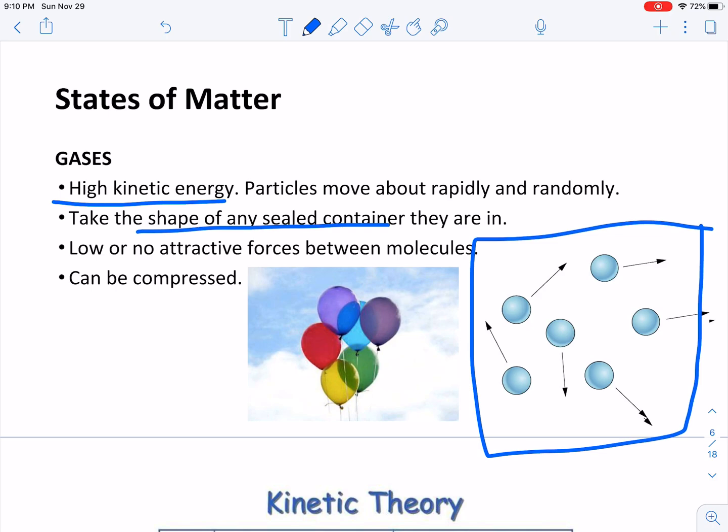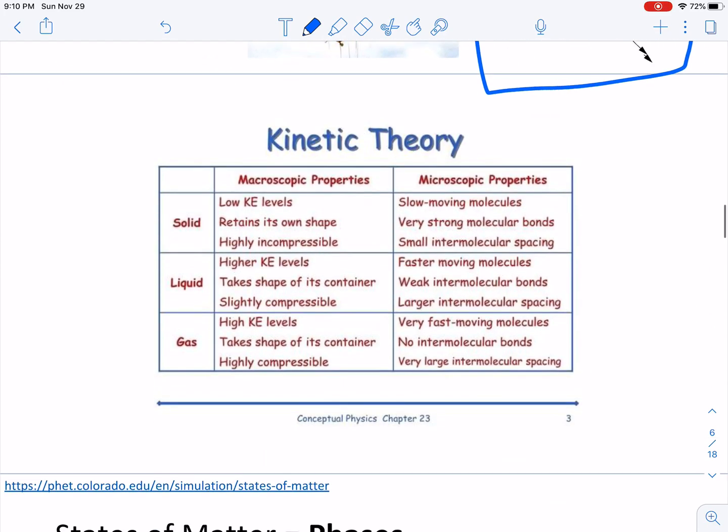They have little to no attractive forces between them, and they can be compressed. They have so much empty space between the molecules that if you're able to capture a gas in a container, you can shrink or expand its volume, and that generates what's called pressure. There's lots of cool stuff we can study with that, which we'll get to when we learn about gas laws.